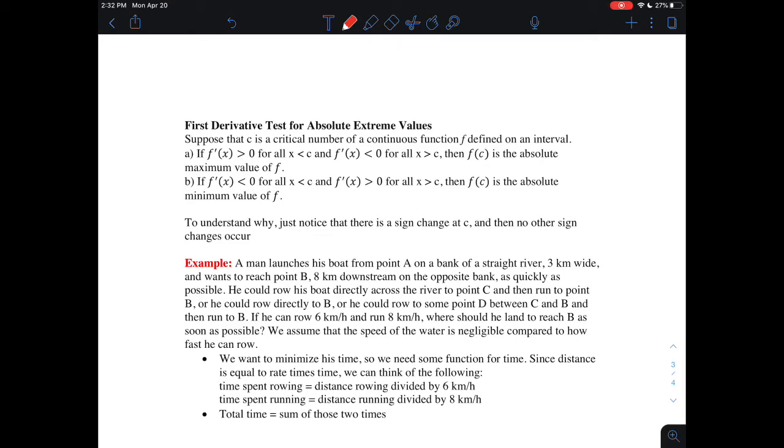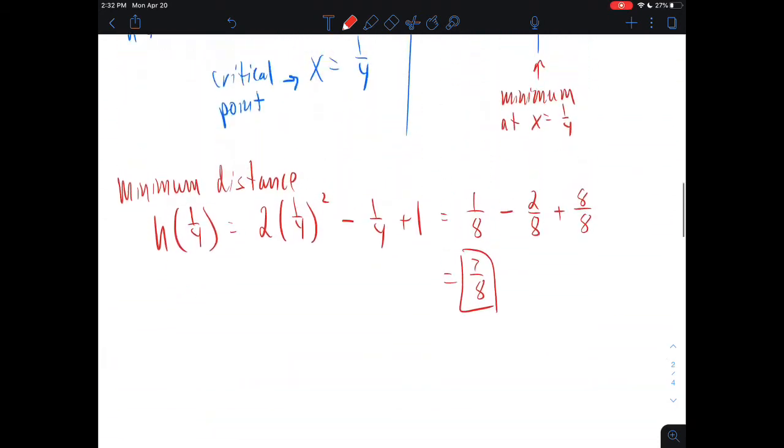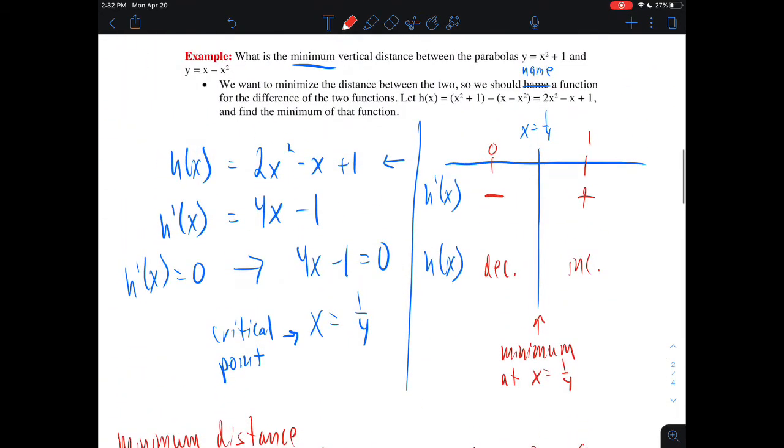And in fact, this is what we had in the previous example. We had that our derivative was negative, and notice this is for all real numbers that are less than x equal to 1/4, and then the derivative was positive for all real numbers greater than x equal to 1/4. So that's how I knew that not only did I get a minimum, it was the absolute minimum.